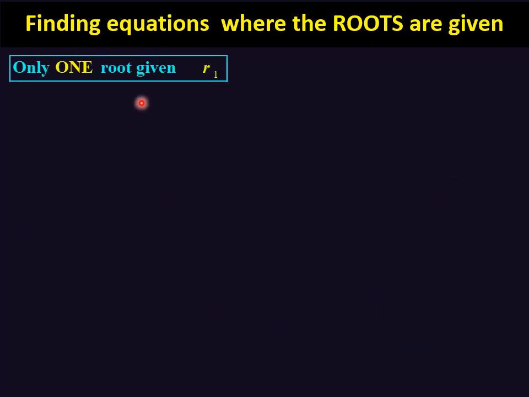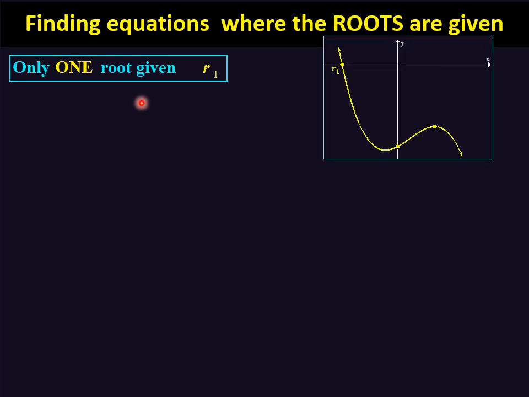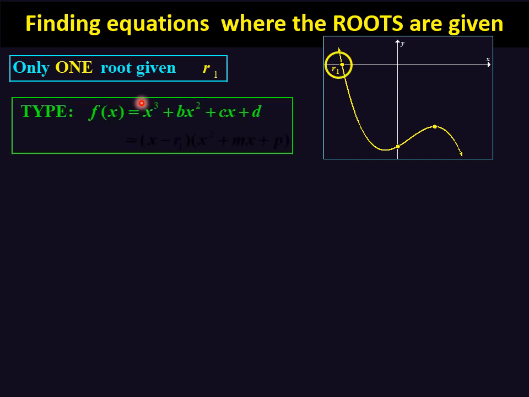Let's look at the following situation where only one real root is given. There we have it graphically. What is the real root? R1. Now we're going to consider the cubic equation in this form. What is the one root? R1. So we have (x minus R1), and the other factor of the cubic here would be a quadratic, which has non-real roots, x squared plus mx plus p. Let's take an example.